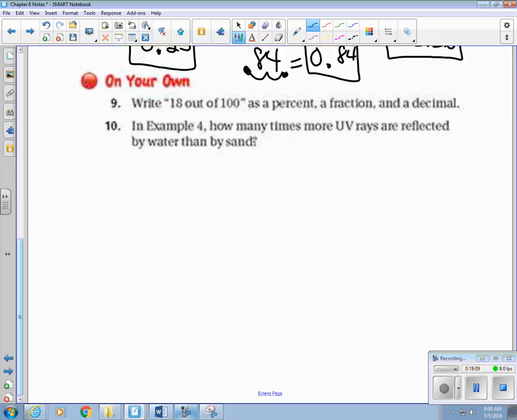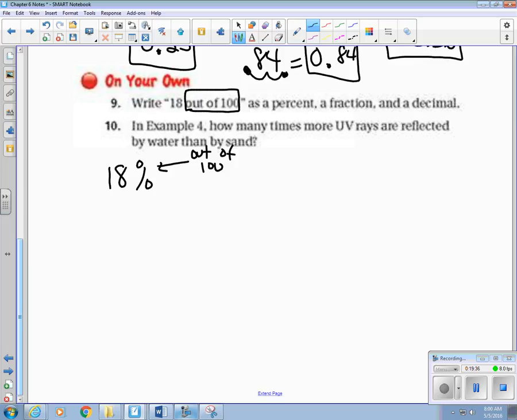Okay, write 18 out of 100 as a percent, a fraction, and a decimal. So 18 out of 100. Well, out of 100, we already said, means percent. So I can just rewrite this for the first part as 18% because percent means out of 100. Okay, so that takes care of the first one.